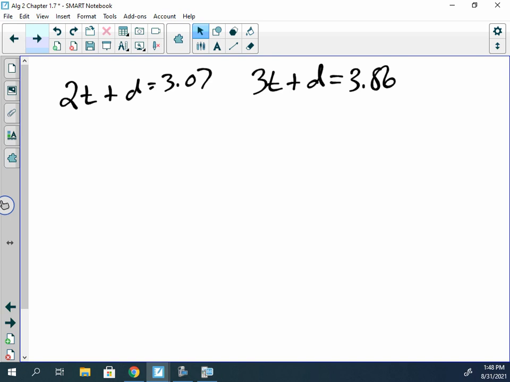So this here is our first set of equations. The cost of 2 tacos and a drink is $3.07. The cost of 3 tacos and a drink is $3.86. How much does a drink cost? Well, unfortunately, we can't really plug it in and tell what the answer would be because we don't have the cost of tacos. Because if we knew what the cost of a taco was, then we could actually plug both sets of numbers in and solve.